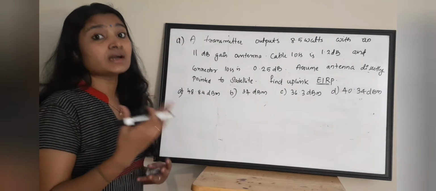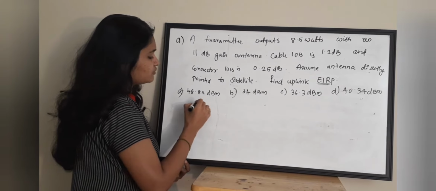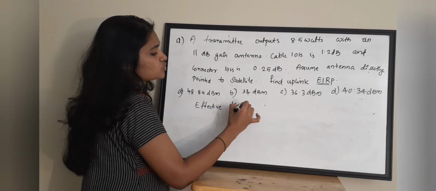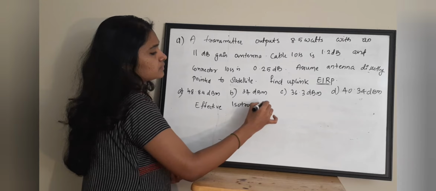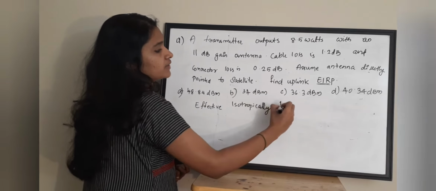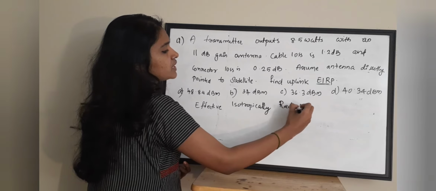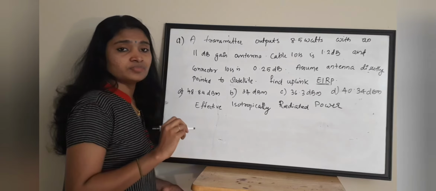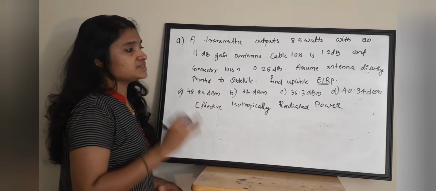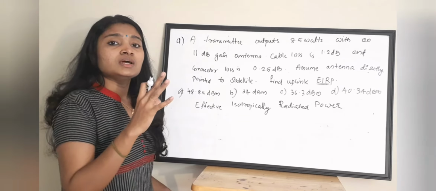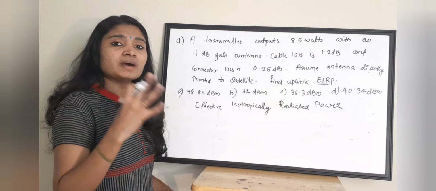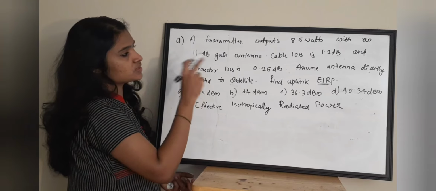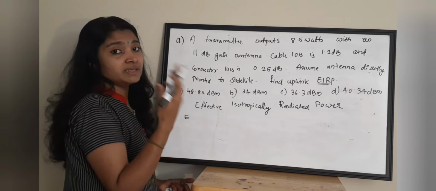What is actually EIRP? EIRP is effective isotropically radiated power. That is EIRP. Okay, so this EIRP is actually a power budget which takes the sum of all power gains and losses. That is for an uplink. So here it is asking the uplink EIRP, right?